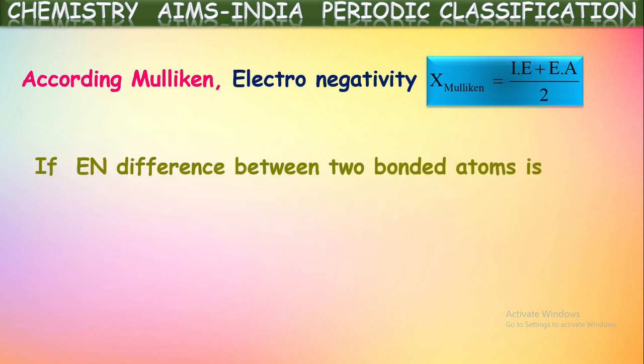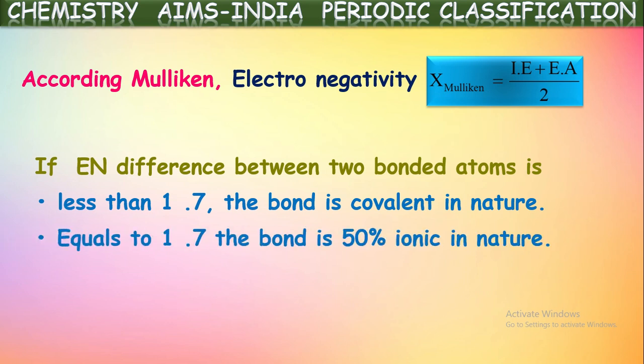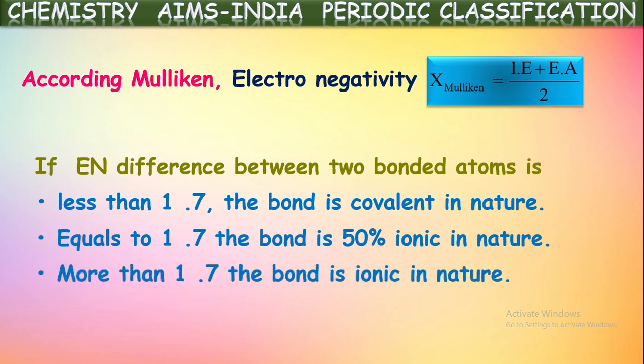If the electronegativity difference between two bonded atoms is less than 1.7, then the bond is said to be covalent in nature. If it is equal to 1.7, then the bond is said to be 50% ionic and 50% covalent in nature. If the electronegativity difference between the two atoms in the bonded molecule is greater than 1.7, then the bond is said to be ionic in nature.